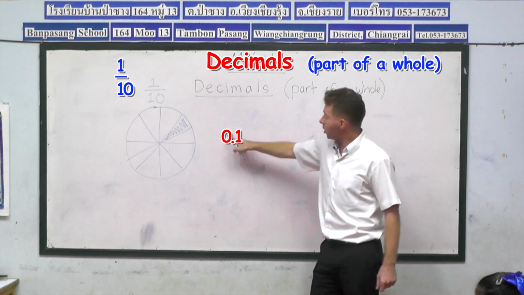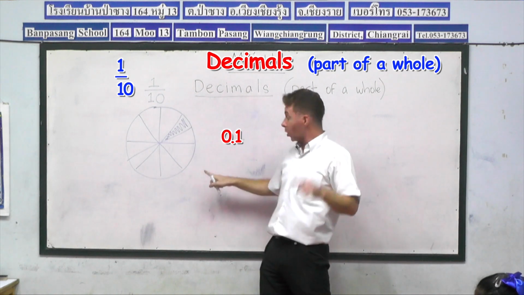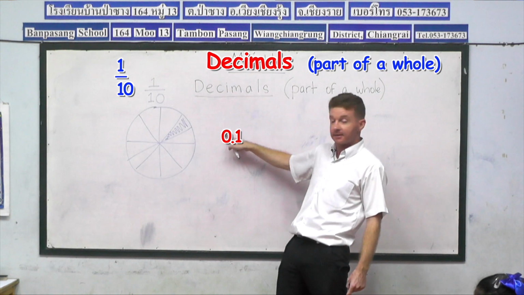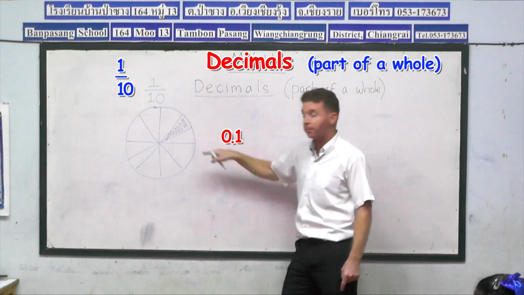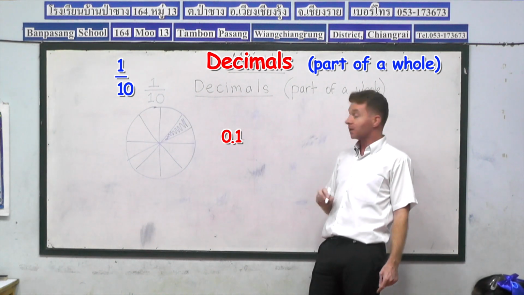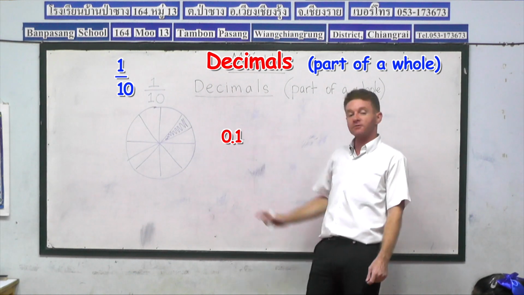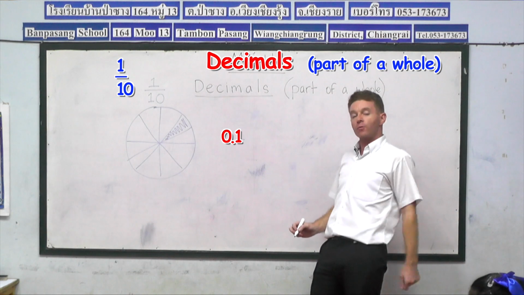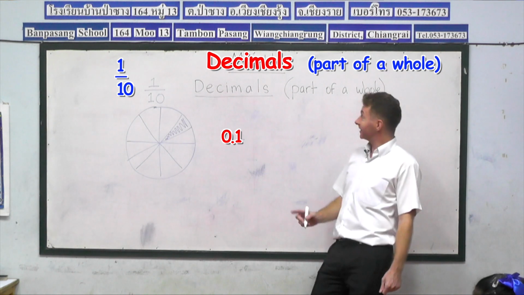0.1. Because it's 0, because it's not whole. If it was whole, the 1 would be here. And what the 0.1 represents is 1 part of the whole. Now, does anybody know what this is called here? In English, we would say full stop. But in math, we don't call it a full stop. Any ideas? I'll give you a clue.